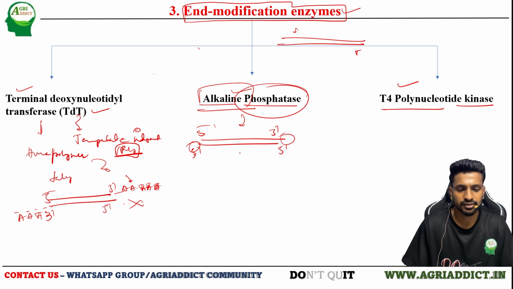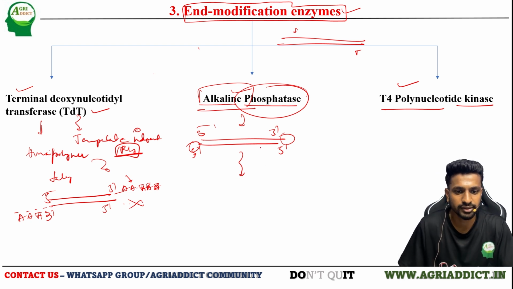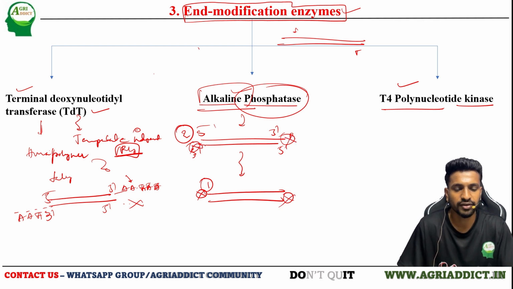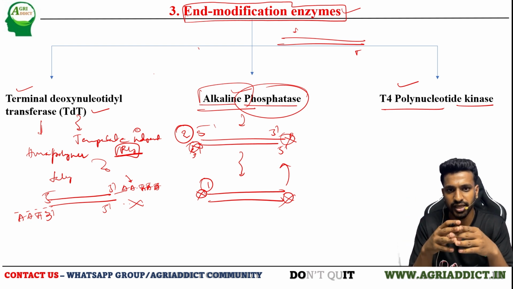So what is the consequence of removing the phosphate group from the ends? If there are two different DNA sequences, this is one and this is two, and from both of them the phosphate groups from the ends are removed, then even if I use DNA ligase, I cannot join these two, because the phosphate group is very much required to form the phosphodiester bond.